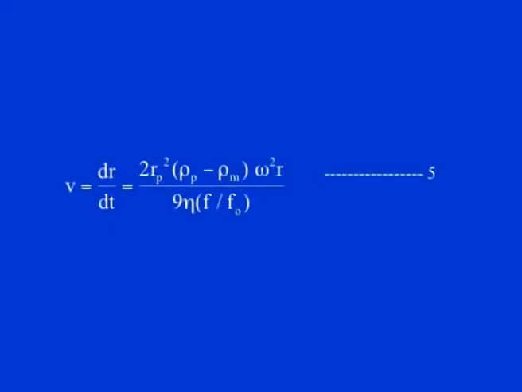If you see this equation here, there is the density of the particle and the density of the medium. So, the difference between the density of the particle and the medium is very important. What does this mean here? That the rate of sedimentation will be 0 when the density of the particle and the medium are equal. If both are equal, then the sedimentation becomes 0, there will not be any sedimentation.